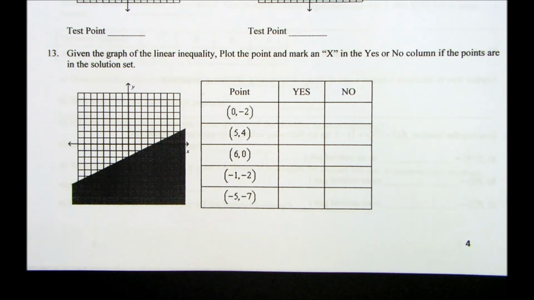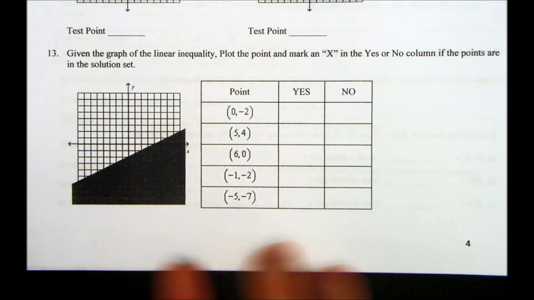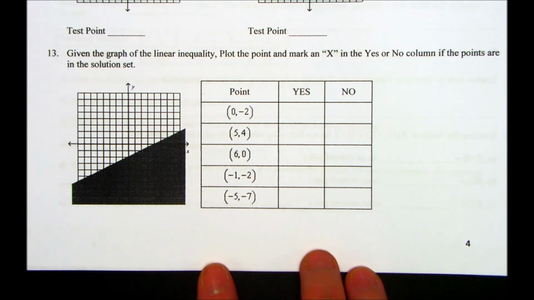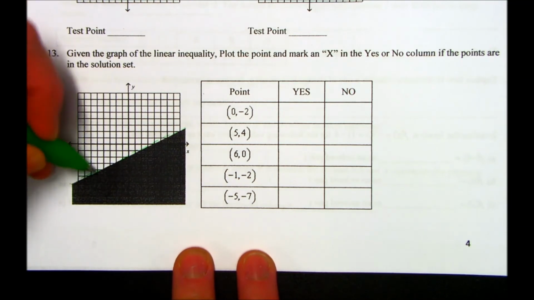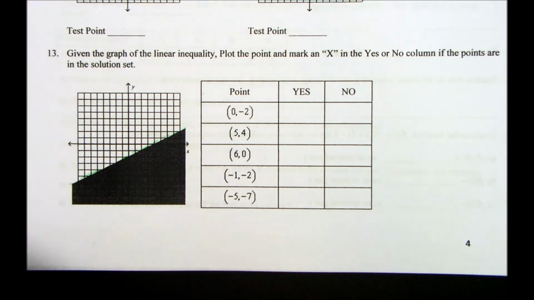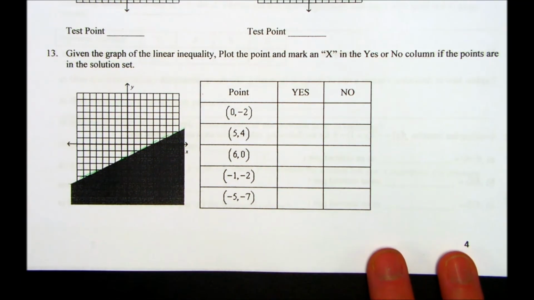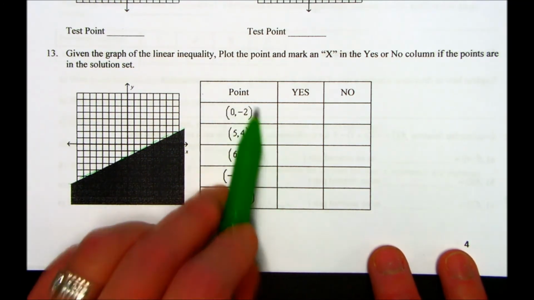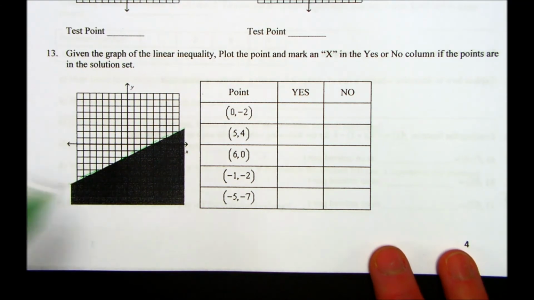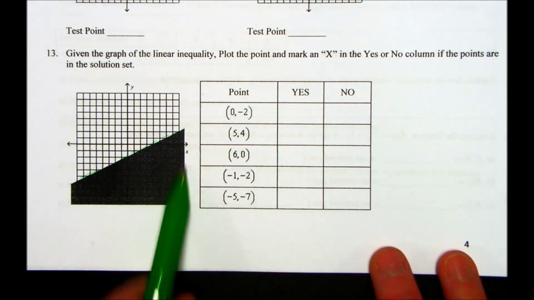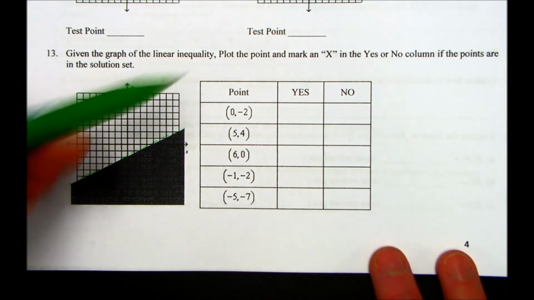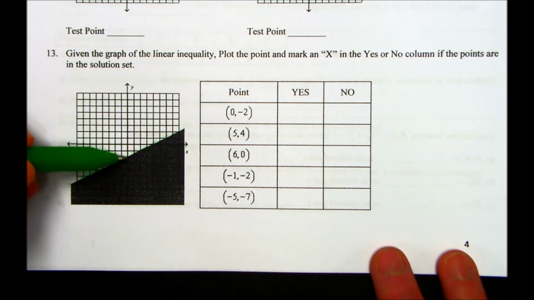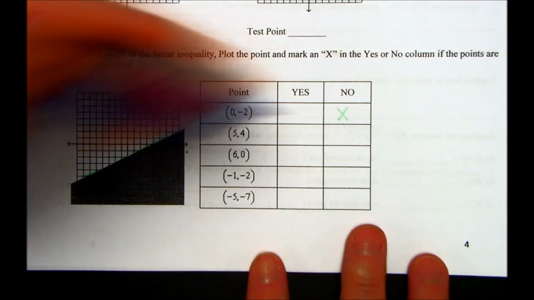Okay, so here's the rest of our review. You're given a graph. The graph came out pretty dark, but it's supposed to be a dashed or dotted line here. You can kind of see the little dots, but that is supposed to be a dashed line, and this is the part that's shaded. Basically what you're asked to do is decide whether these points are part of the solution set or are not. So if they are part of the solution set, they would be in the shaded area, but not on the dotted line. Anything that's on the dotted line is not a solution. So for example, the first point, 0, -2, is on the dotted line, so that is not a solution. So that would be a no.